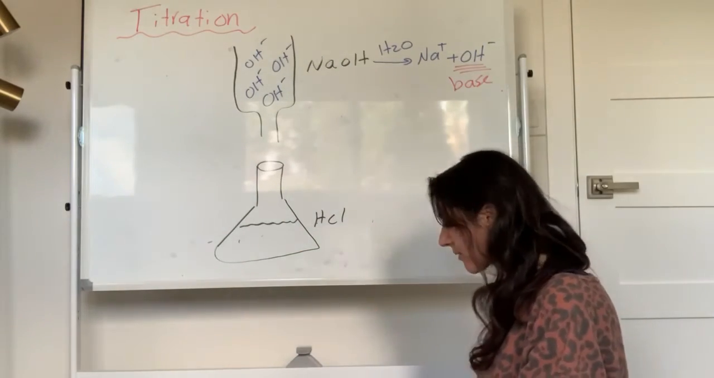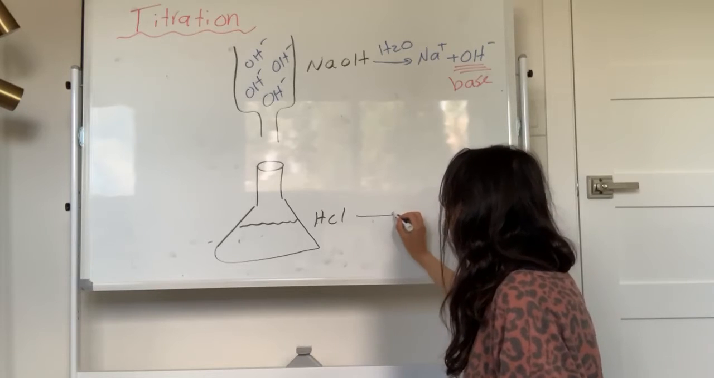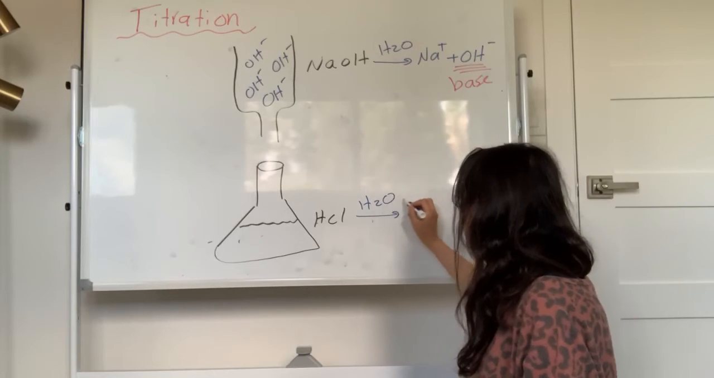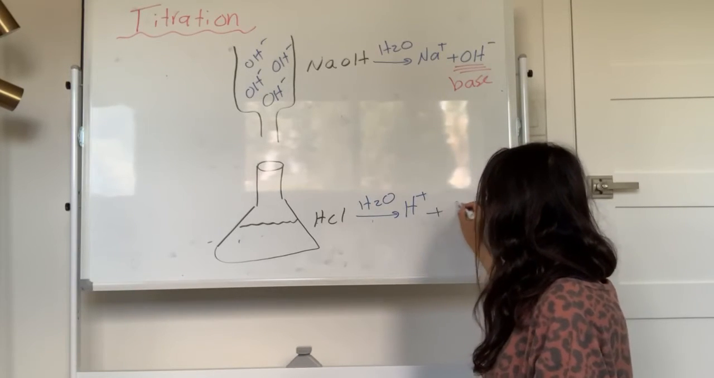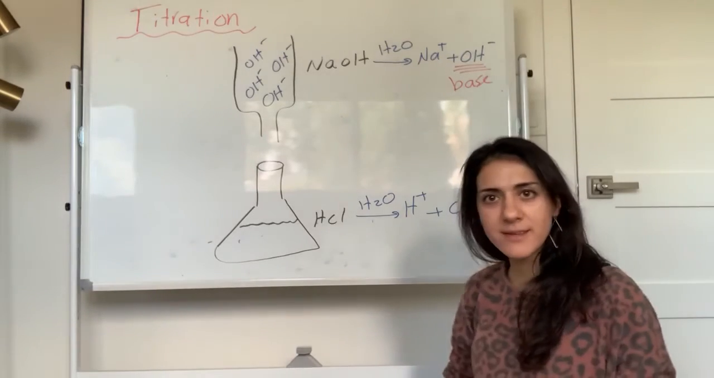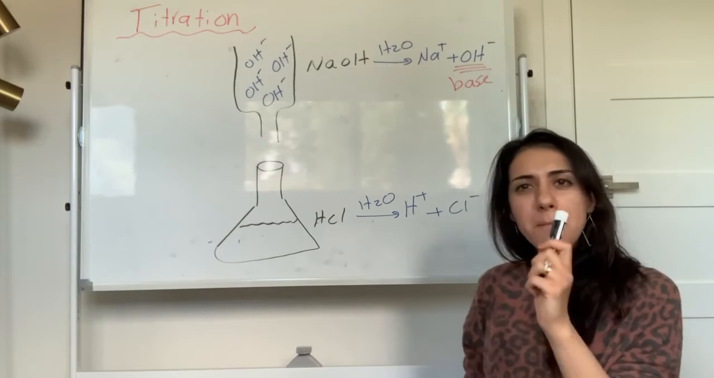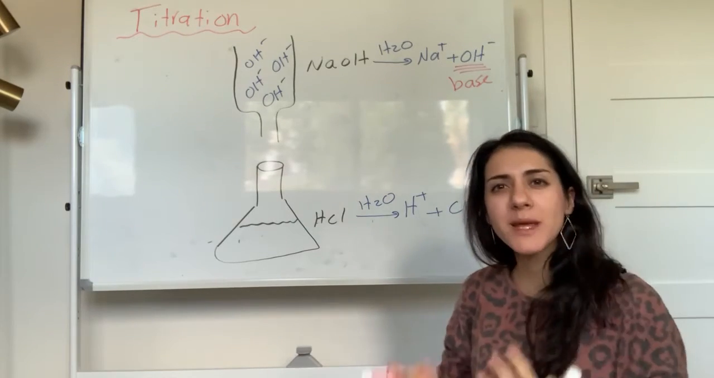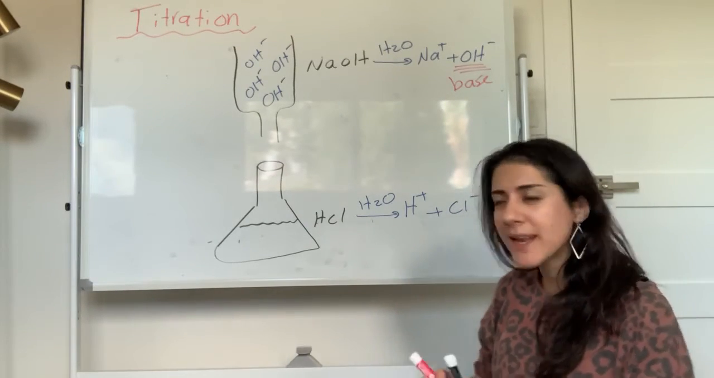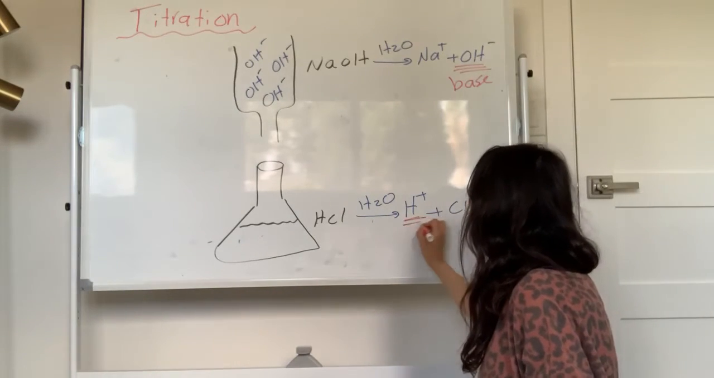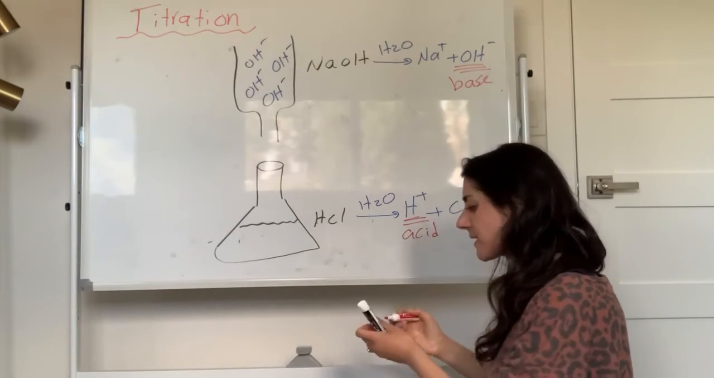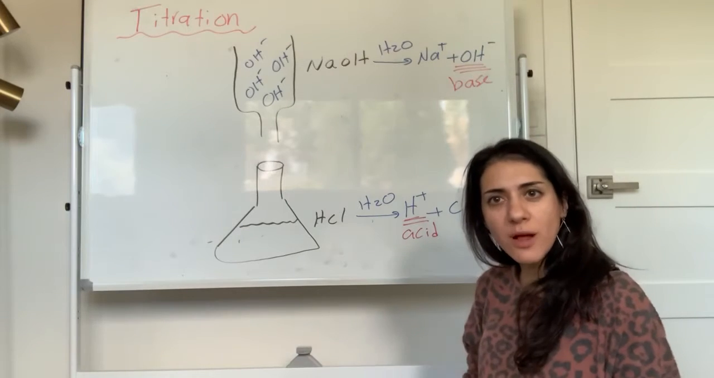Now, what do I have down here? Remember, hydrochloric acid is a strong acid. In water, it would completely break up into H+ and Cl-. Now tell me, I know I can't hear you, what makes hydrochloric acid an acid? What makes it an acid is the H+.